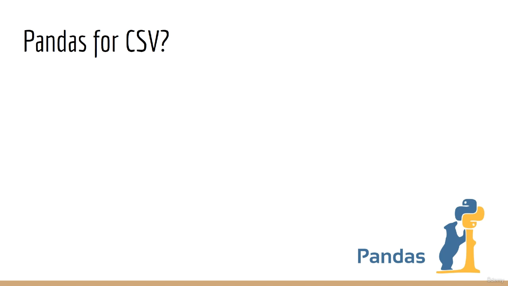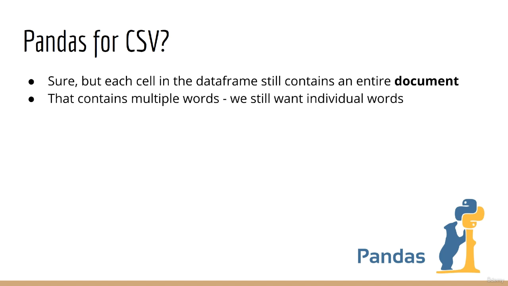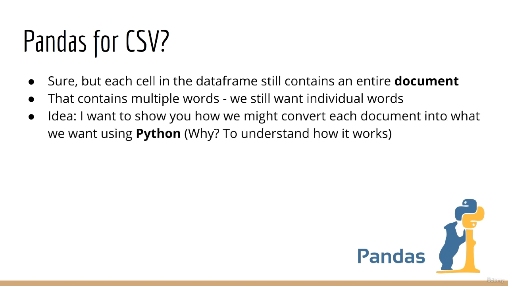Now that our data is in the form of a CSV, maybe we can use pandas to load it into a data frame. But the problem is, each of the cells in the first column of this data frame are still documents. They contain multiple words, when what we really want is individual words. In the next portion of this lecture, I want to discuss how we might process these documents in pure Python code to give you an understanding of how this works and how you might implement it yourself.